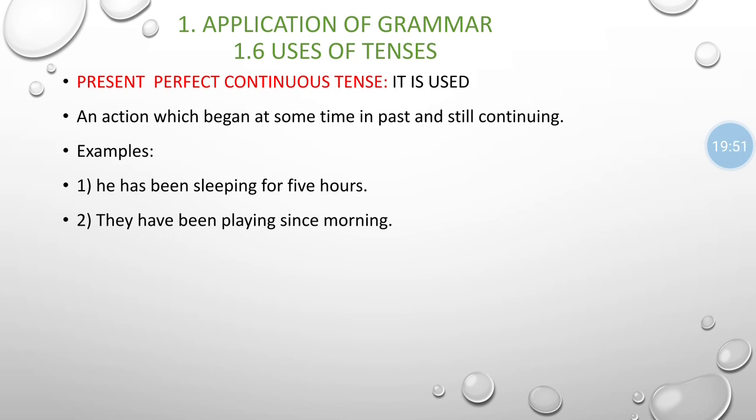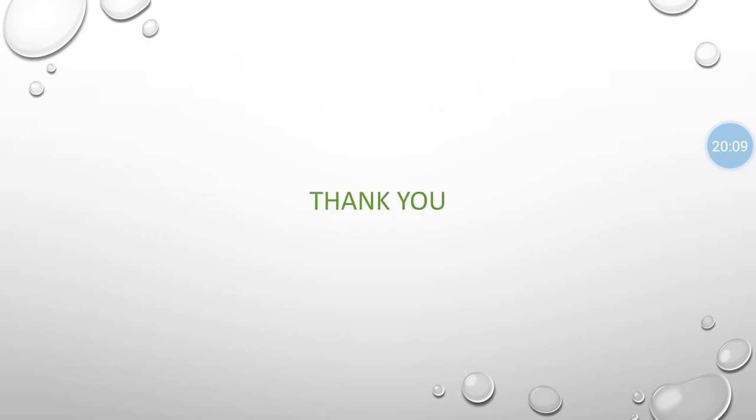They have been playing since morning. From morning to this time, the action of playing is completed, either 1 hour, 2 or 4 hours. But now they are also playing, means partly the action is completed, partly the action is incomplete. This is the present perfect continuous tense. For an action partly completed, partly incomplete, the present perfect continuous tense is used.